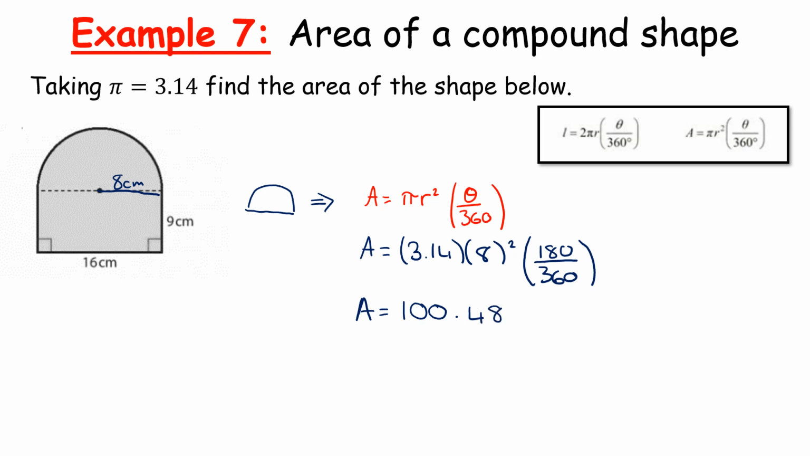So I get 100.48. This is area, so it's centimeters squared. So that is the semicircle piece. We then also have a rectangular piece.